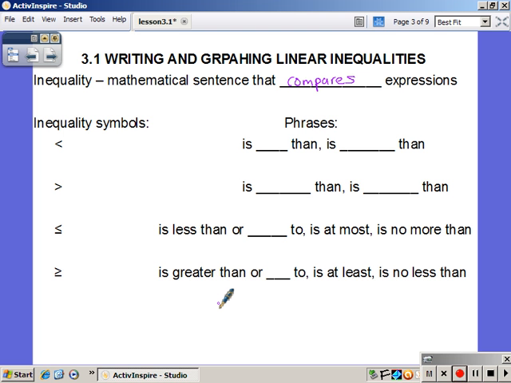And what kind of symbols are we using? Those 4 inequality symbols. Again, this is not a complete list of ways that you will see this, but it is a pretty good list. The first symbol is less than, probably the most common way. You could also say is fewer than. Next one, greater than.